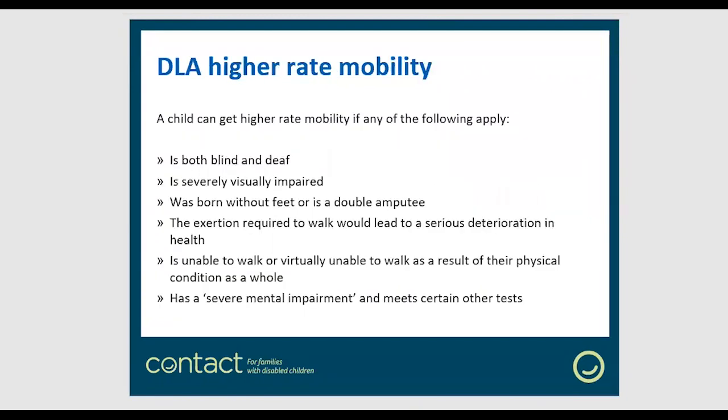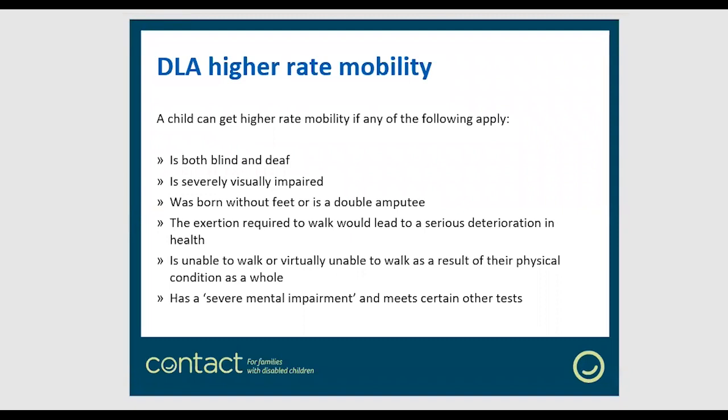In looking at the higher rate mobility component, one of the things we have to make clear is that there are very different routes to qualifying. Different children will qualify for the higher rate mobility for very different reasons. And there are some rules that basically allow some children to qualify automatically just on the basis of their condition.